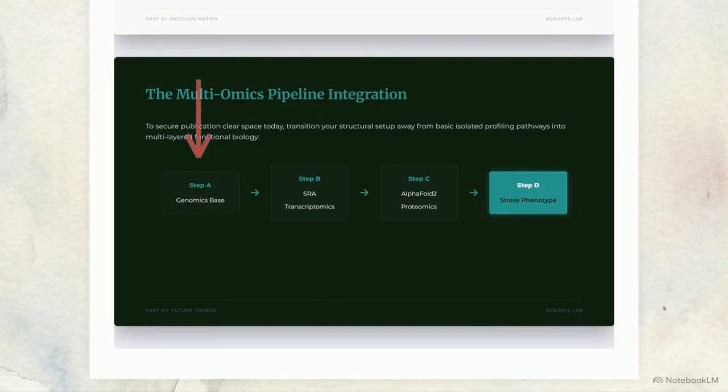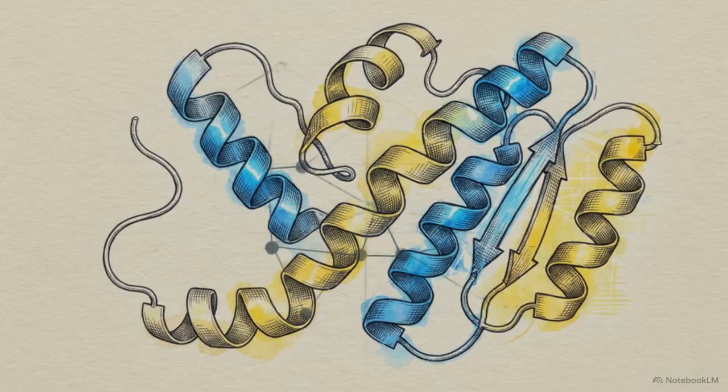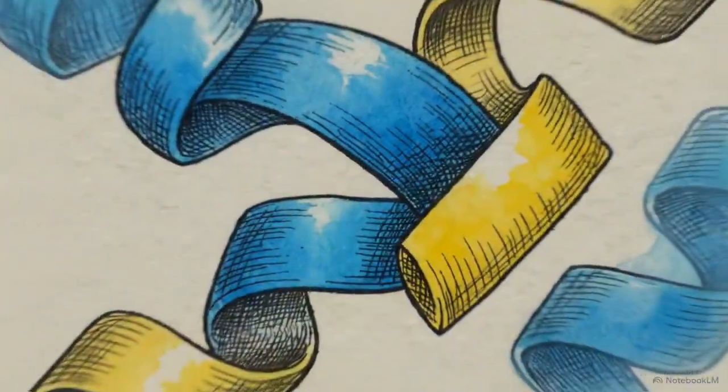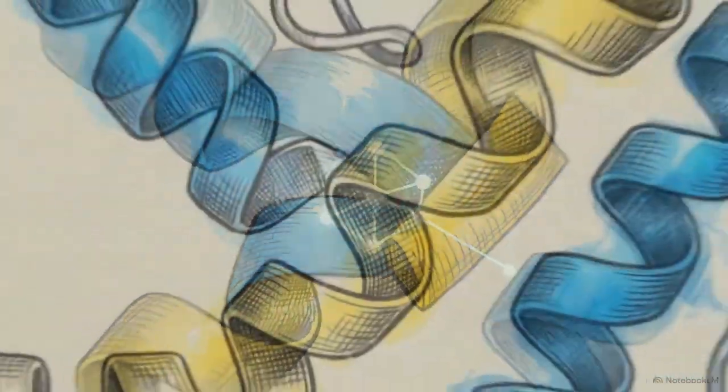You start with the genomic space in step A, but then you must integrate deep SRA transcriptomics in step B and elevate the entire analysis to proteomics in step C. At that proteomic tier, simple script sequences are useless. You must utilize artificial intelligence to generate high-fidelity structural predictions.